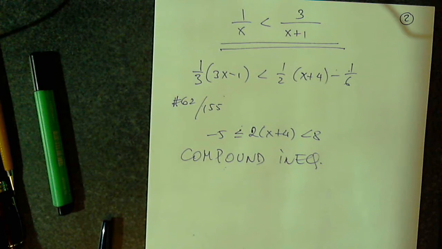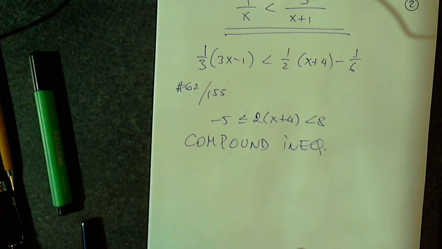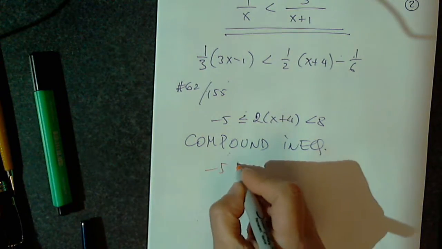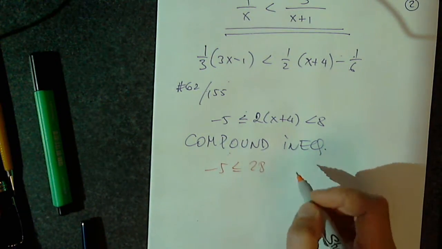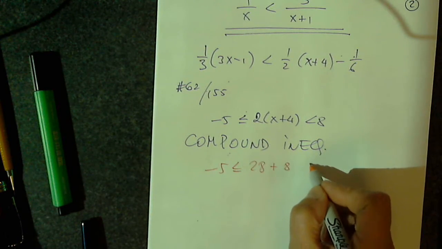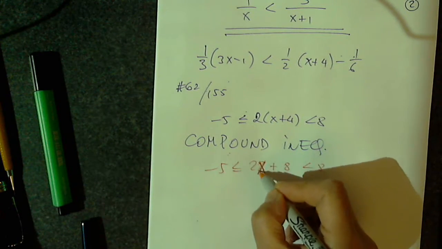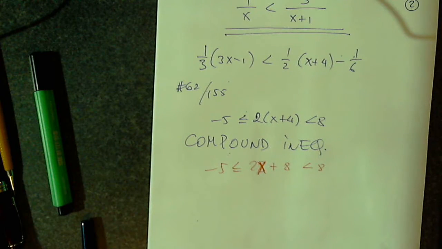Take care of the middle first. Say it again. Take care of the middle first. Yes. Distribute 2x. If you want to distribute, we can distribute. That's fine. So let's distribute, so that we have -5 less than or equal to 2x plus 8.